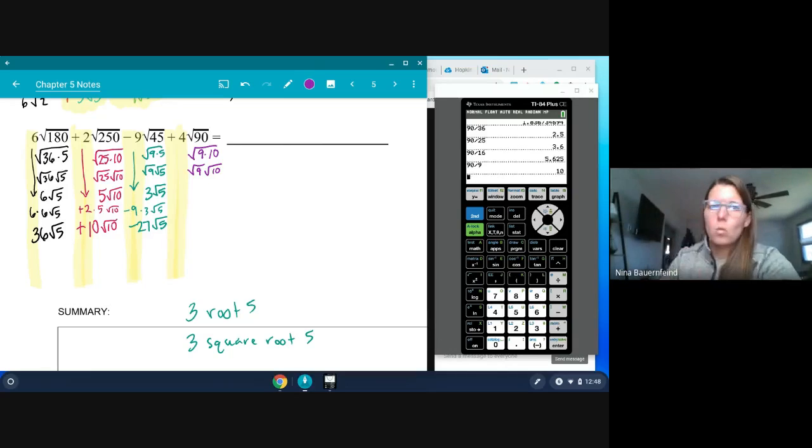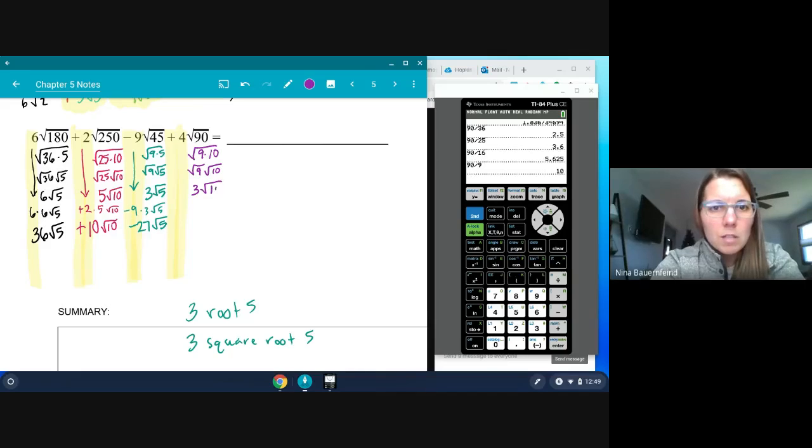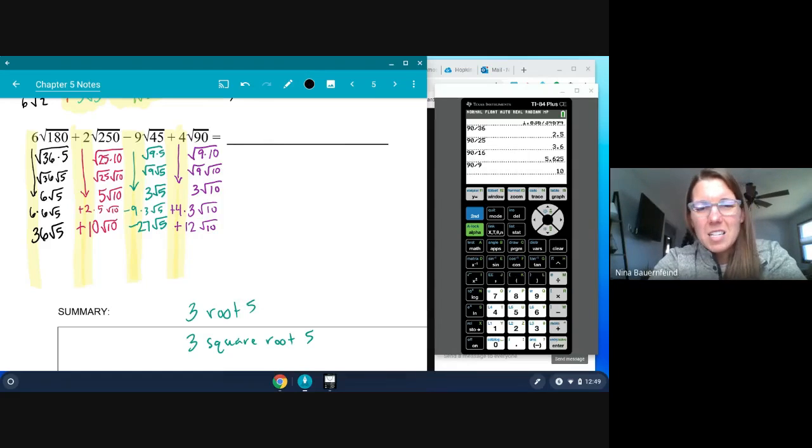Okay. What is the next line going to be? Three square root 10. 3 square root 10. Perfect. You got it. So 3 square root 10, and then we're going to bring this down. So we have a positive 4 times 3 root 10. What's 4 times 3, you guys? 12. Good.